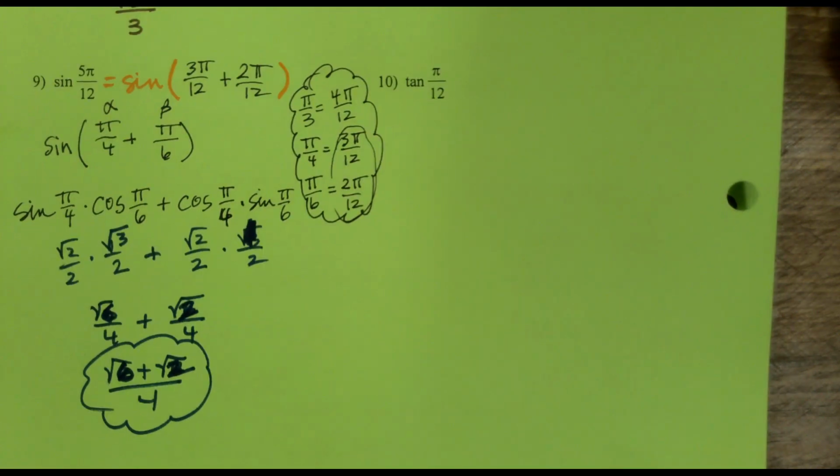So tangent of pi over 12. When you set these up, there are instances where you could do multiple things. I could do 4 pi over 12 minus 3 pi over 12, that would give me 1 pi over 12. Or I could do 3 pi over 12 minus 2 pi over 12, and that would give me 1 pi over 12. It doesn't matter which one you use, you will get the right answer as long as you do your math correct. I'm going to go with the first one I said.